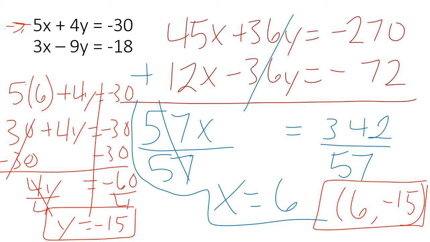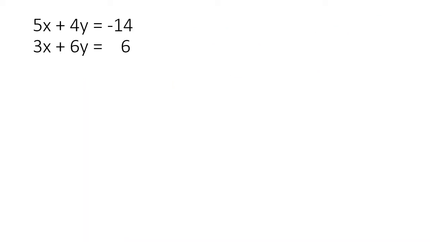Let's try another example. All right, so again, I can't add or subtract these equations together to eliminate a variable unless I scale one of them or both of them up. You'll notice that these are positive, positive, positive, positive equations here, and because of that, I can't add, I'm going to have to subtract. So I can figure out what number 5 and 3 go into, or what number 4 and 6 go into. Either way, I'm just going to pick 5 and 3 because I know easily it's 15.